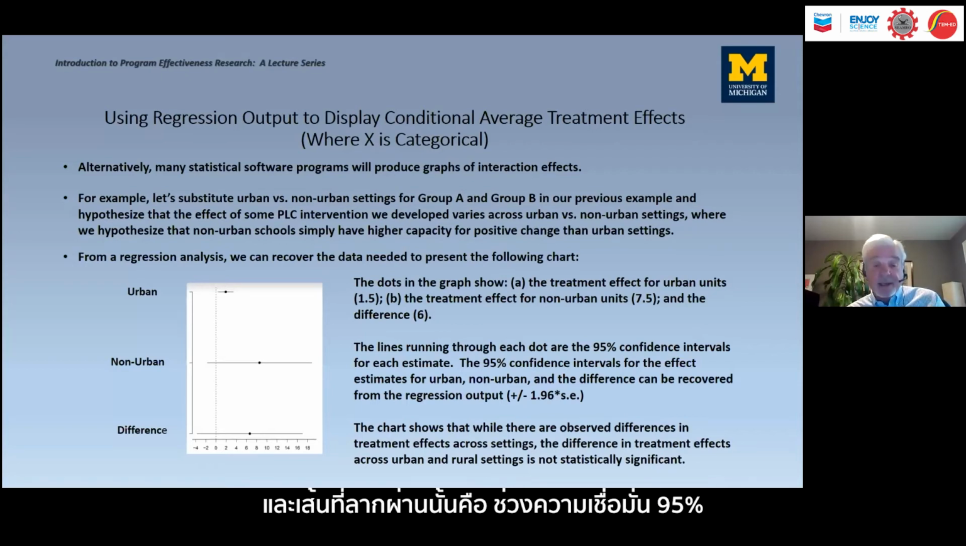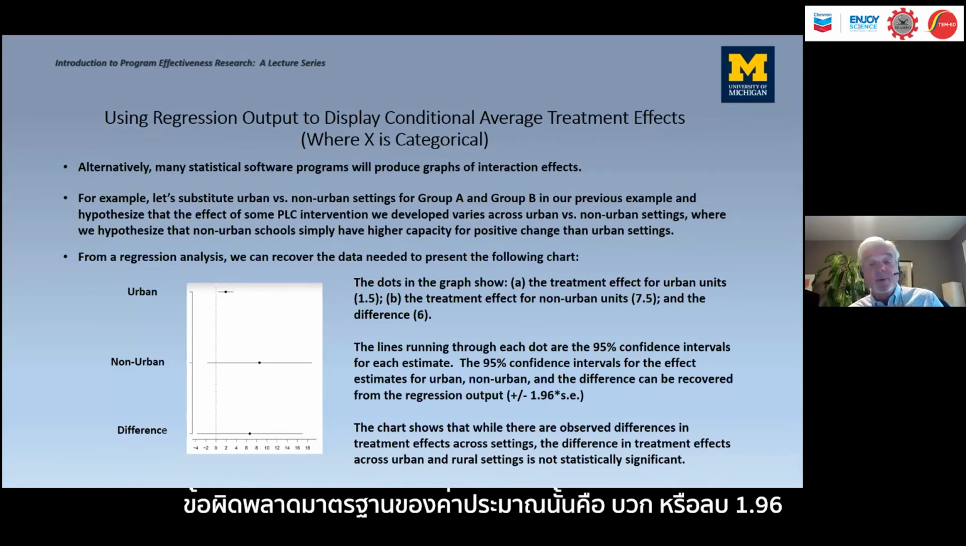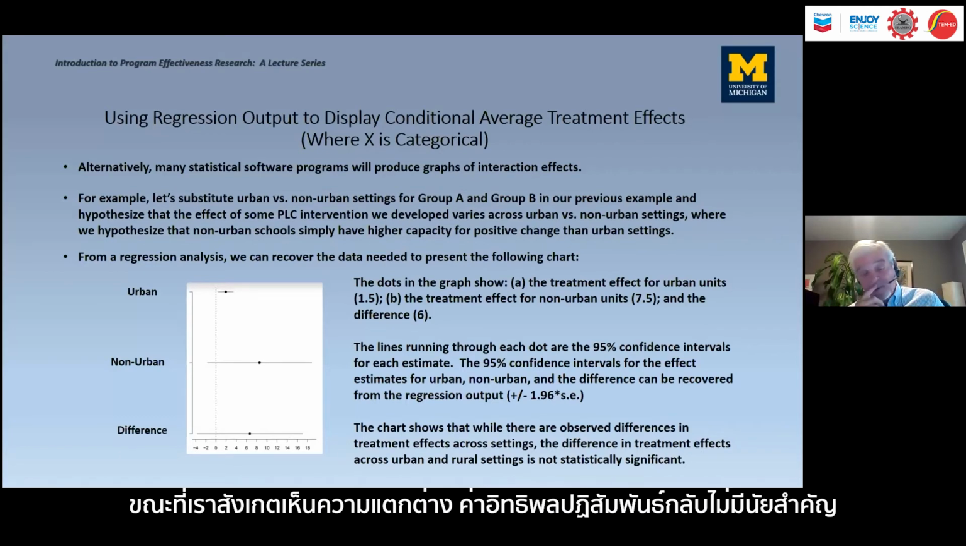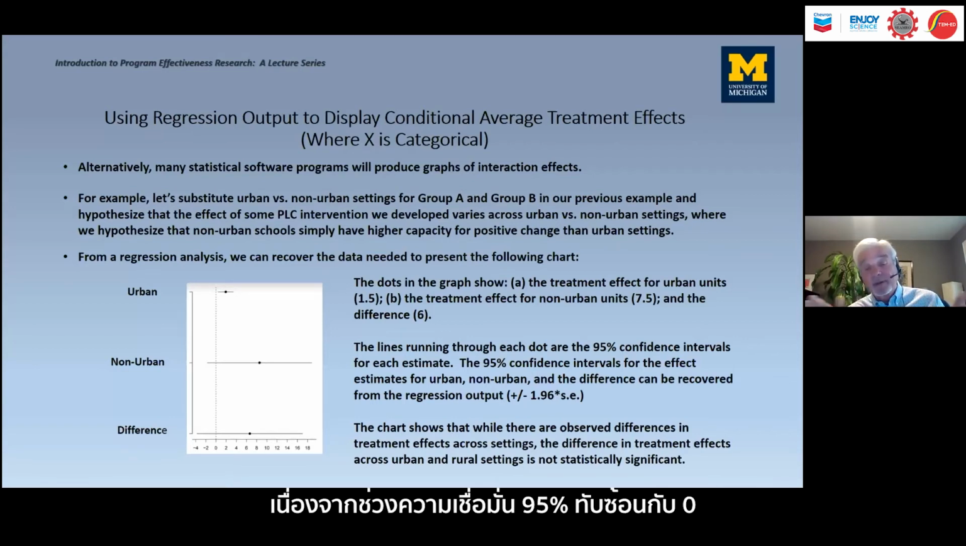Then the lines that run through those are the 95% confidence intervals, which, those of you who know regression analysis will know, is plus or minus 1.96 standard errors of the estimate. And what this chart shows you is that while we observed some differences, the interaction effect is not significant since the 95% confidence interval overlaps with 0. And so that's how you think about statistical significance.